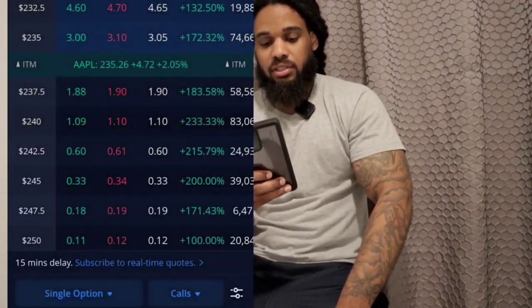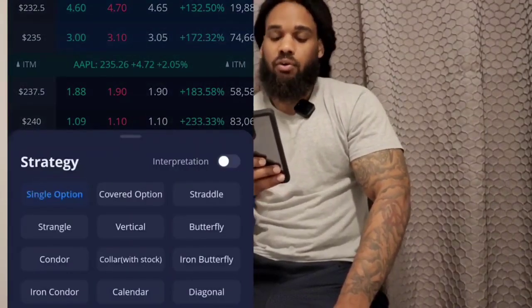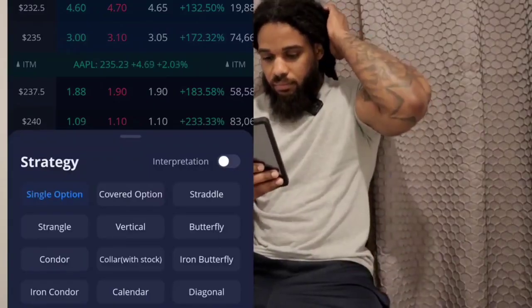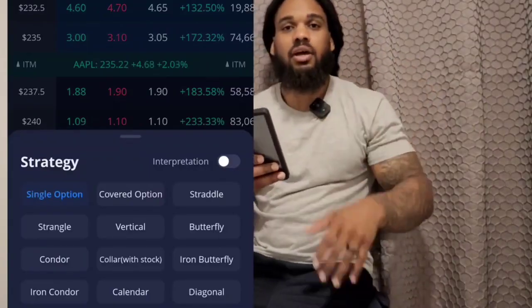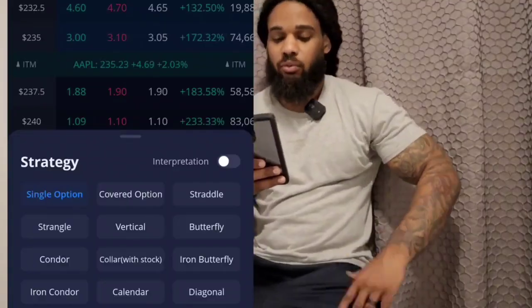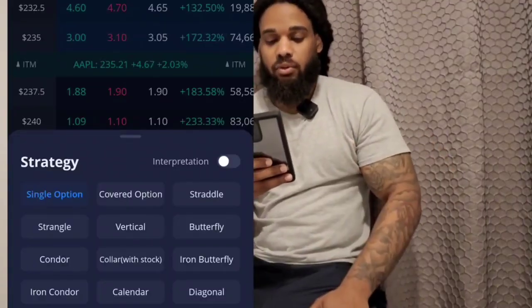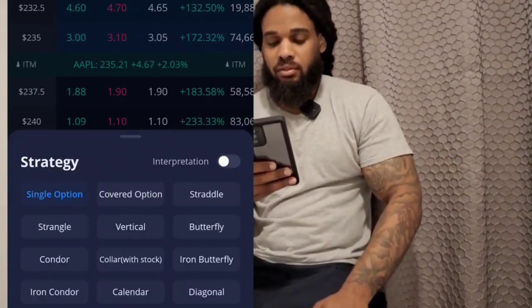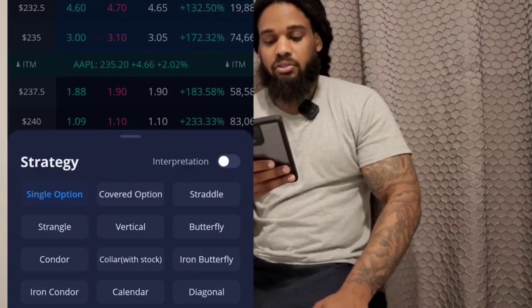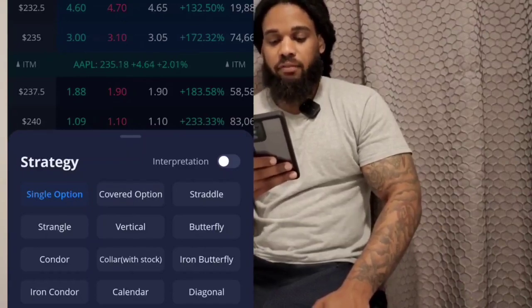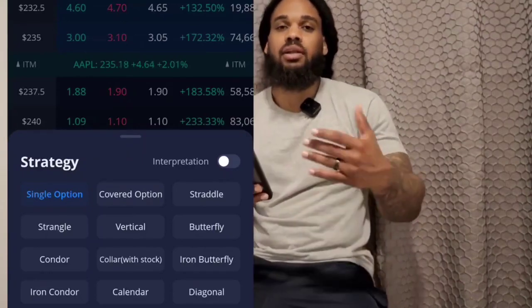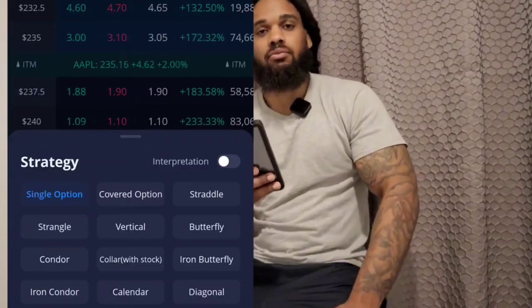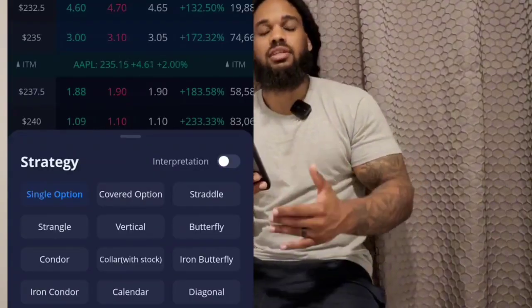All right, so once you come down here next to calls and puts or both, you can click on single options, covered call, and some other strategies that you could use. In this one, we're doing the single option. You have covered call, straddles, vertical, butterfly, condor, etc. But we're not going to do those right now. We're going to just focus on single option.